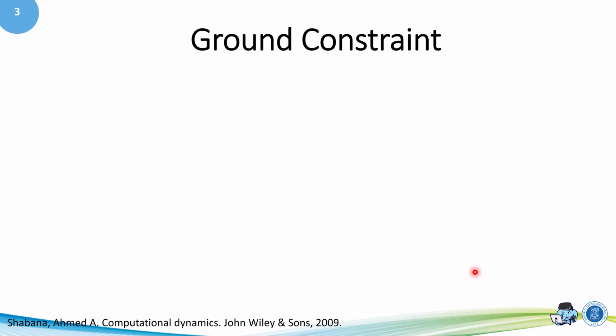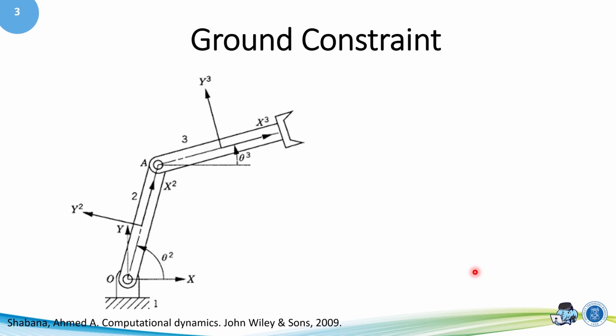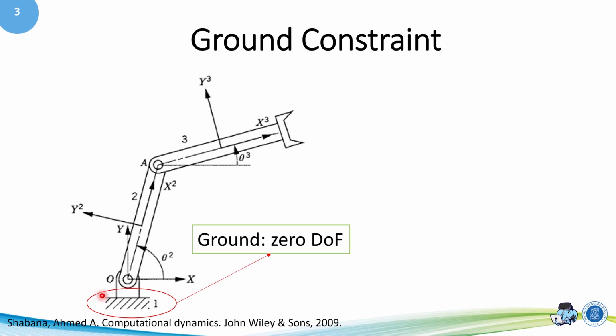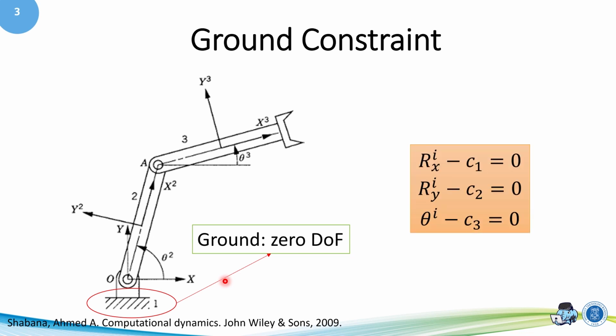First, let's see the ground constraint. As you can see here in the robot arm mechanism, the ground constraint is here, the link number 1. So, the ground has no degrees of freedom, or it has 0 degrees of freedom. So, the equation of the ground constraint will become like this: Rxi minus C1 is 0, Ryi minus C2 is 0, and also theta i minus C3 is 0. C1, C2, C3 here are constants.